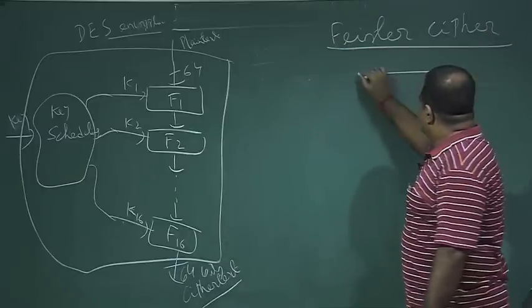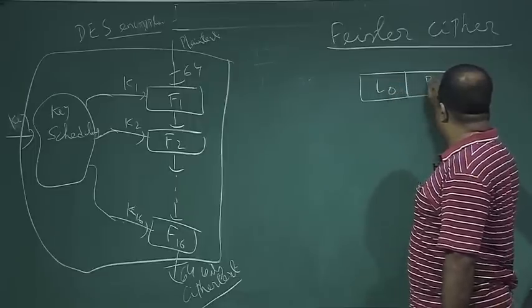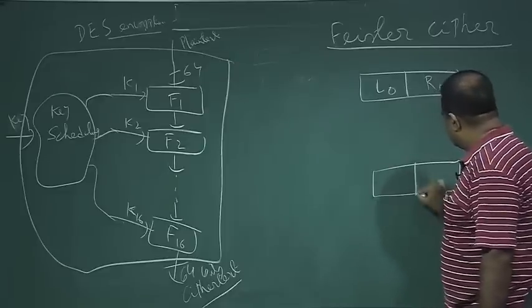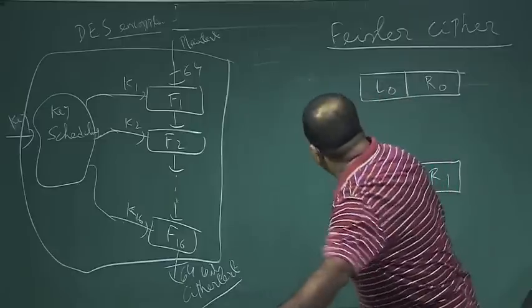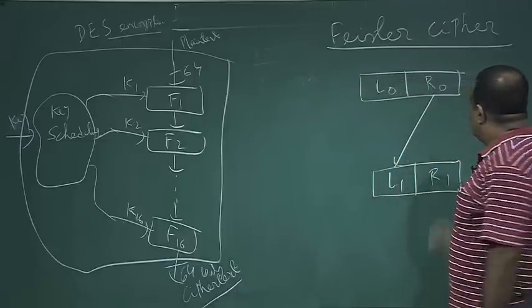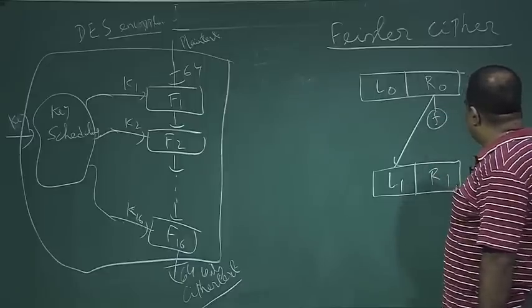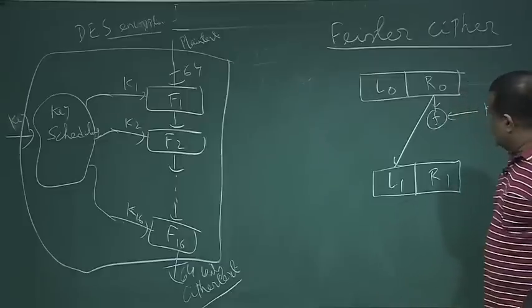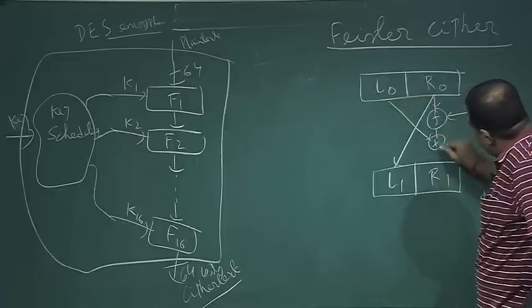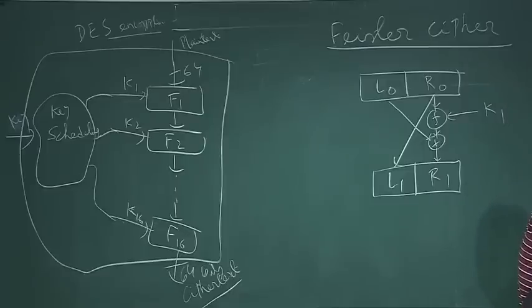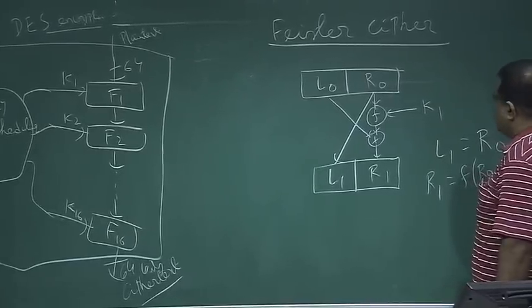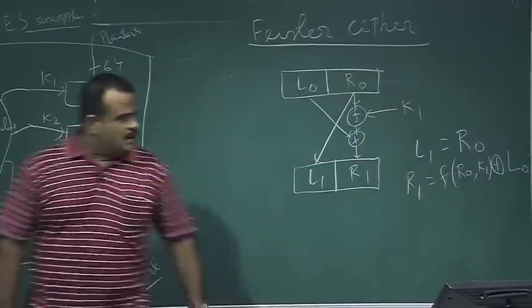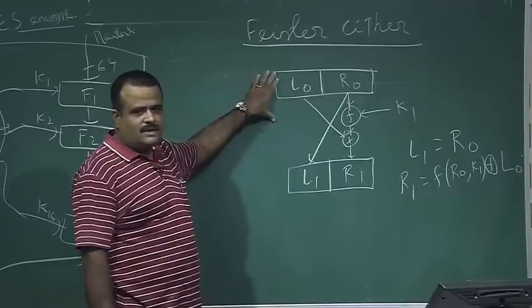It is a 64-bit plain text, which we denote L0 R0. This is a one round Feistel structure, and it will output L1 R1. So, this R0 is directly copied here, and for the other part we apply a function f, which takes as input R0 and the round key, say K1 for the first round key, and it is bitwise XORed with L0, giving us R1. So, basically L1 is R0 and R1 is f of R0 comma K1 XOR L0. This is the input, this is the output. So, this is a typical one round Feistel cipher.